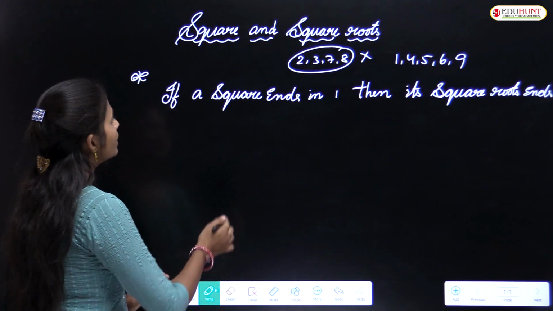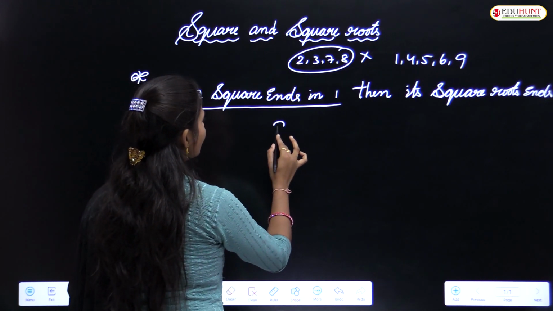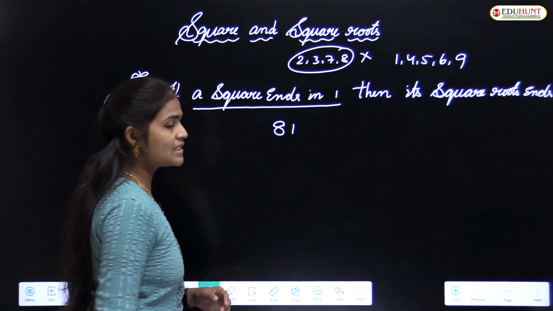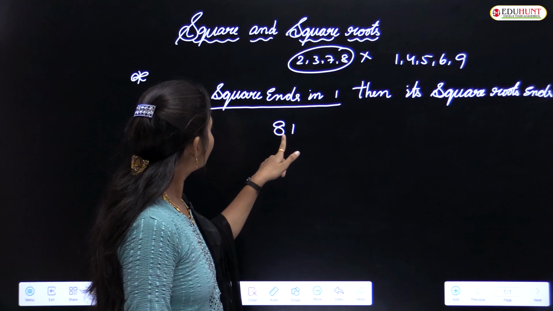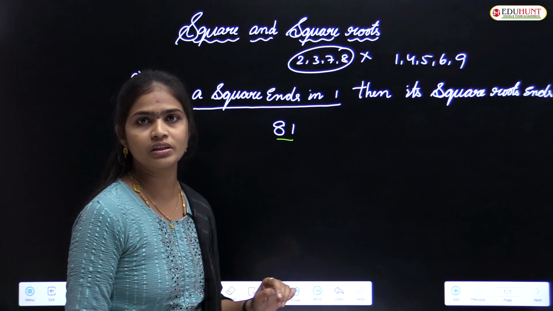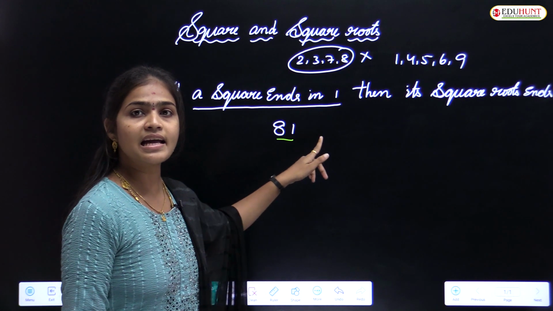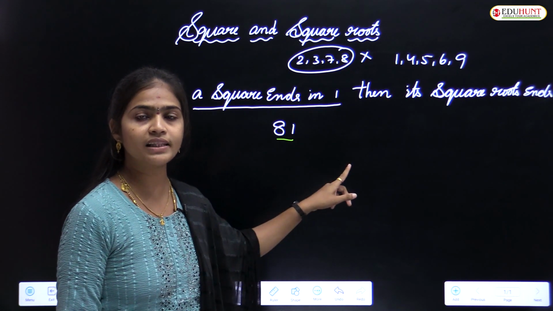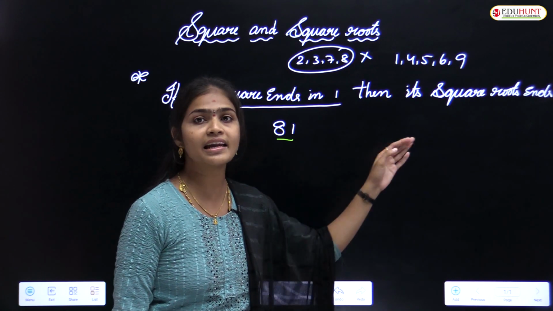Okay. So here, if a square ends in 1, what is the meaning of that? For example, 81. This is the square of some number. We don't know what the number is. This is ending with 1. Now they are asking which number its square root is ending with.